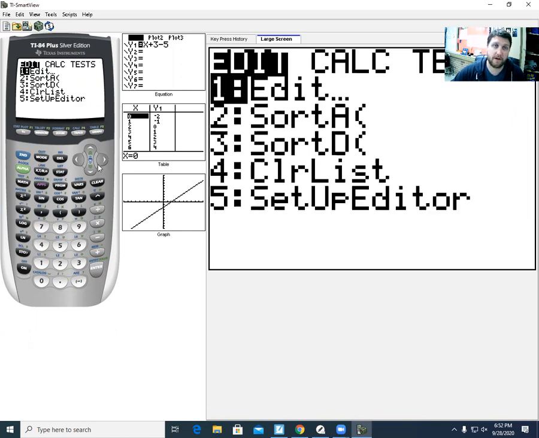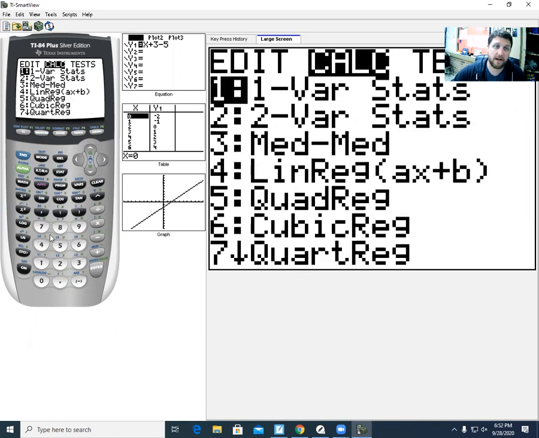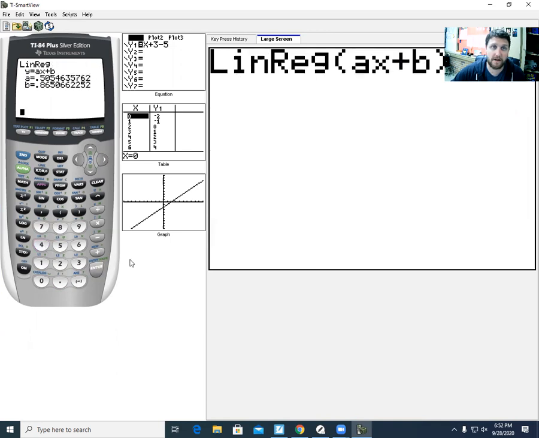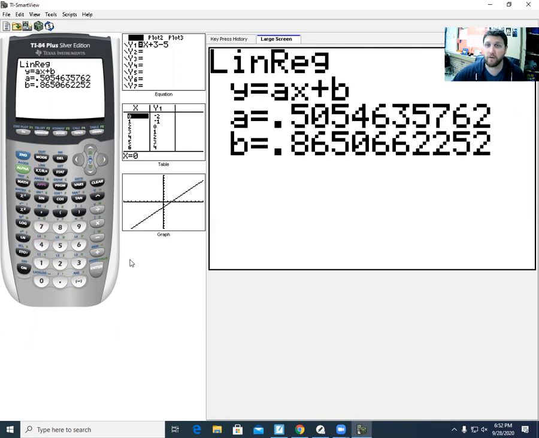Now I'm going to hit the stat button again, arrow over, and I'm going to hit 4 for linear regression, and hopefully it will give me the equation of a best fit line that's relatively close. Now, we just had an equation that said y equals 0.5x plus 1. This one is saying y equals 0.51x plus 0.87. Pretty dang close. So either way, it's going to work for you. It's not going to change anything. Know how to do this with a calculator and without a calculator just in case. Okay, that's how best fit lines are going to work.